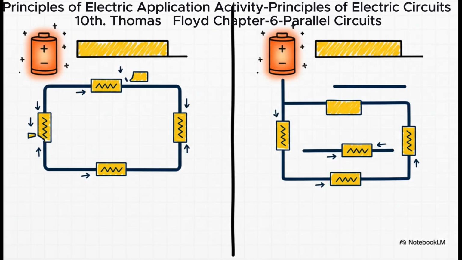So if there is only one thing you remember from our time today, let it be this. In a parallel circuit, voltage is constant. It is the same everywhere. It does not divide. Get that tattooed on your brain. It's a critical piece of the puzzle.